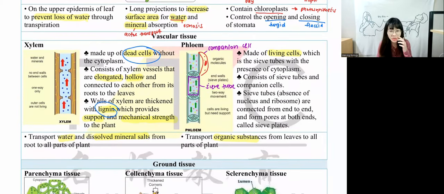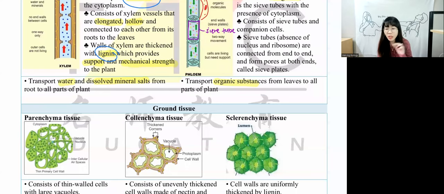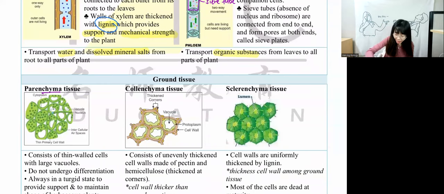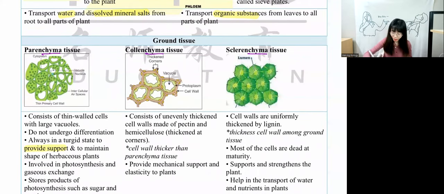Okay, now this is vascular tissue. Next, we have ground tissue, the third permanent tissue. Ground tissue here, every name ends with chyma. Chyma, chyma, chyma, okay? In Mandarin, chyma means godmother, but this is not the godmother, but it has a similar function as godmother. So, all of these things, they provide support, like your godmother provides support. Parenchyma tissue, they will provide support. Collenchyma tissue, they will also provide mechanical support. Sclerenchyma tissue, they will also provide support. Everything here provides support. But of course, it's in a different way.